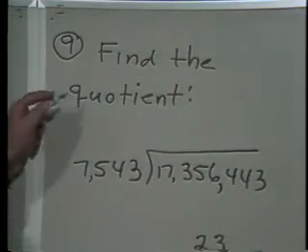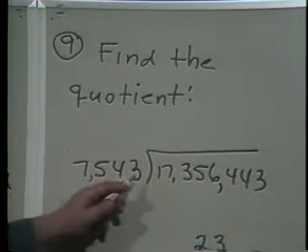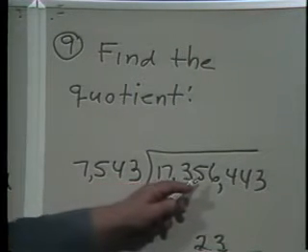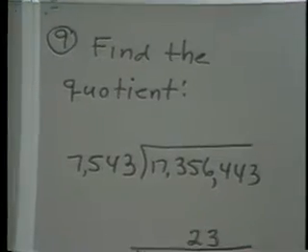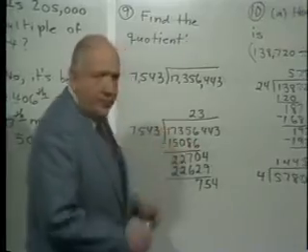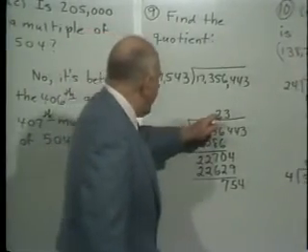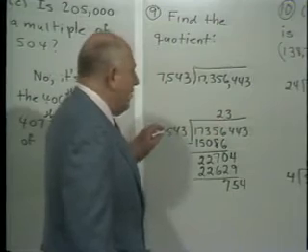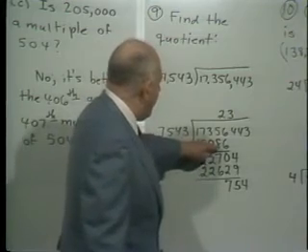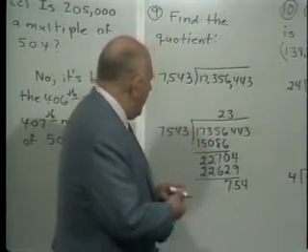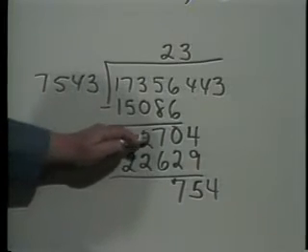You see, this says find the quotient. We're dividing 7,543 into 17,356,443. I like to leave the commas out because the commas confuse me sometimes. So basically what I do is I look to see the first number that's bigger than 7,543. That's where the 6 is. You see, that's 17,356. So I take a guess. I try 2. 2 times 7,543 is 15,086. I subtract 15,086 from 17,356. That gives me 2,270.